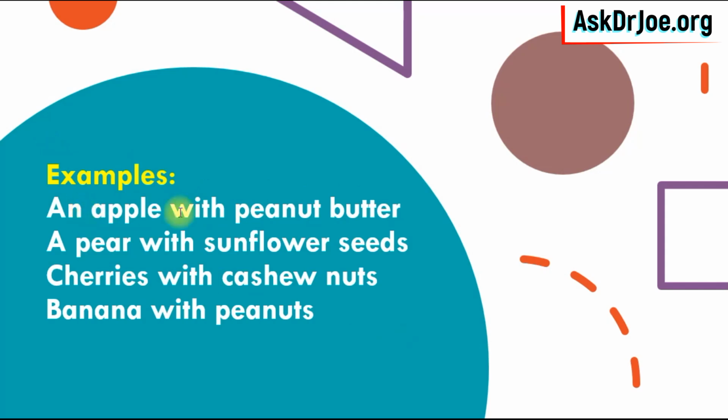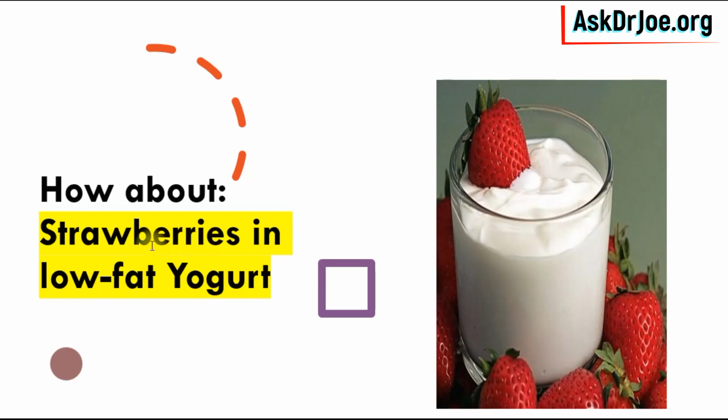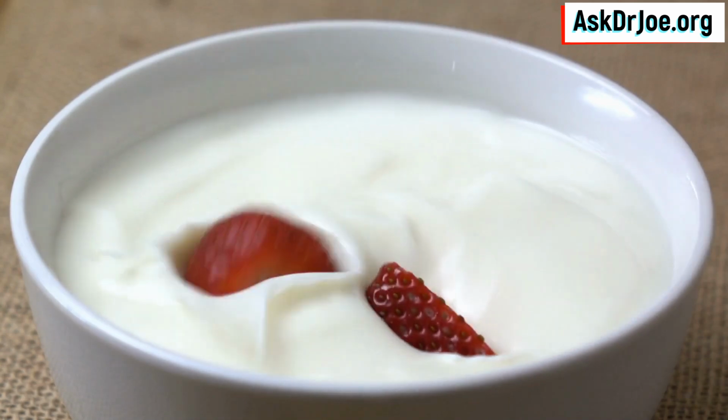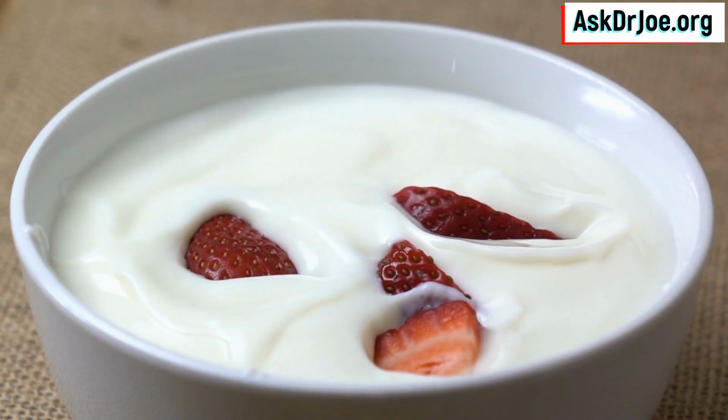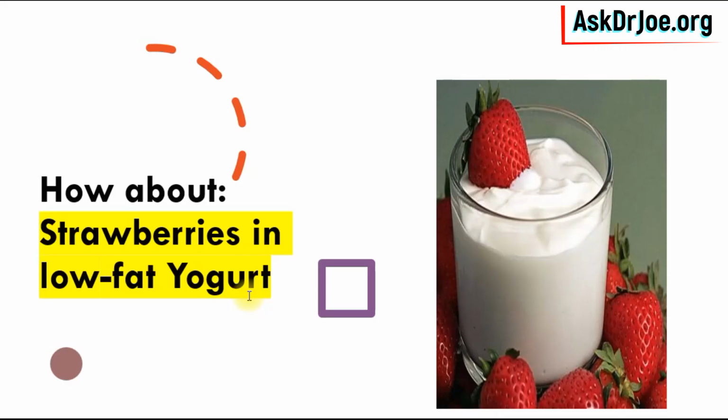So examples would be having an apple with peanut butter or peanuts, having a pear with sunflower seeds or even sunflower butter, by the way, having cherries with cashew nuts or cashew nut butter, having bananas with peanuts. So these are just pairing examples that you can try. You could also have strawberries in low fat yogurt. Could be blueberries, it could be blackberries, it could be raspberries. Just have them in low fat yogurt. How about that? A very nice pairing there for you because the yogurt has got protein in it and it's going to help you to slow down the sugar absorption and it will fill you up a lot more.